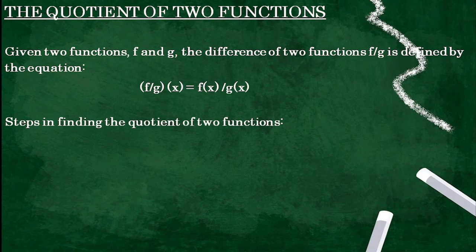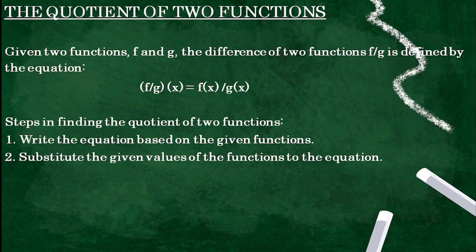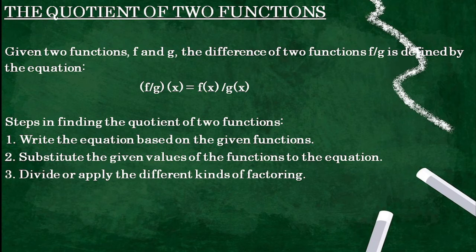When we find the quotient of two functions, these steps will be applied. First, write the equation based on the given functions. Second, substitute the given values of the functions to the equation. Third, divide or apply the different kinds of factoring. And fourth, simplify to get the final answer.